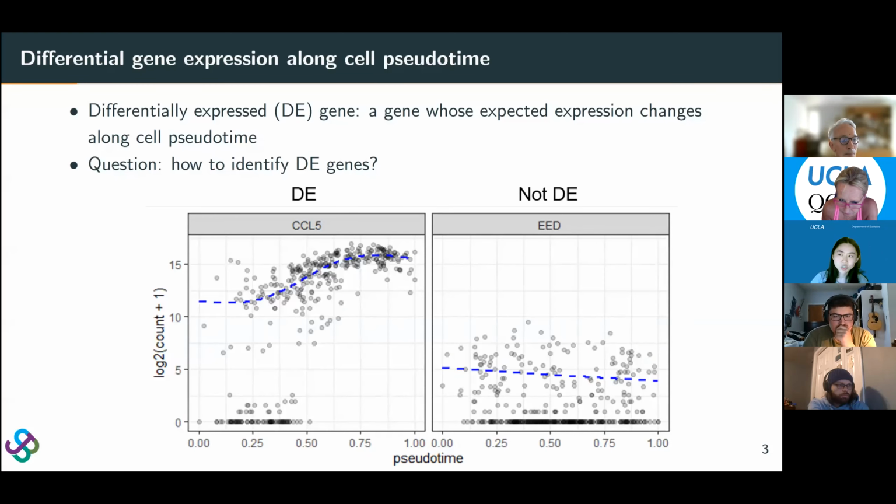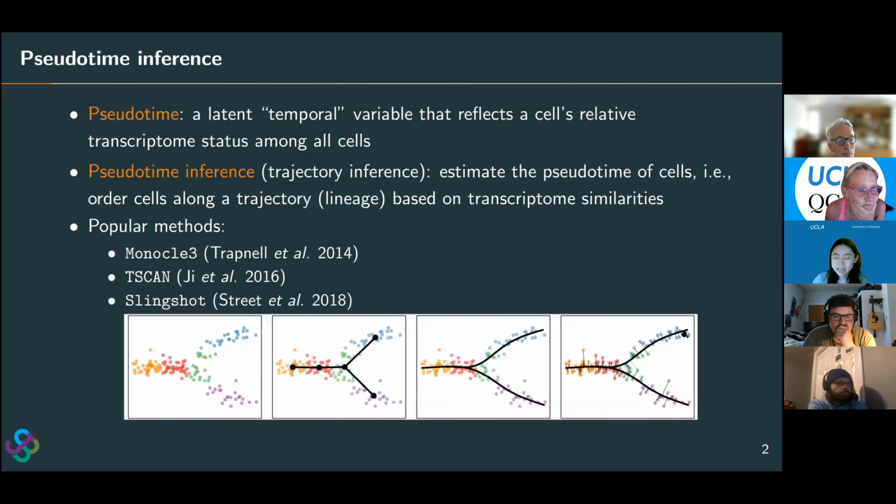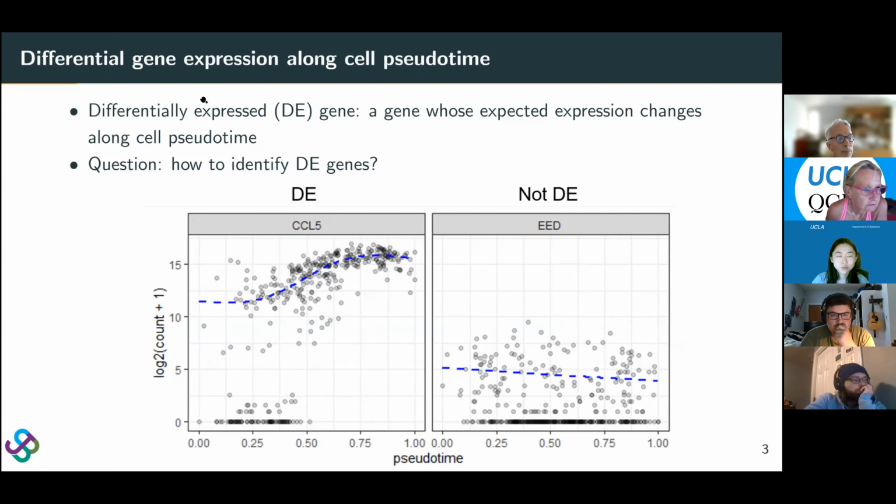A downstream question is, once we have those trajectories, for each gene, how does its expression level change along the trajectory? Does it increase, decrease, or first increase and then decrease? We're interested in those questions because they can help us understand what genes are driving cells to change along each trajectory. So we call this differential gene expression analysis.